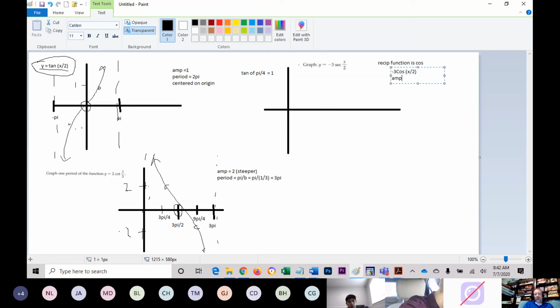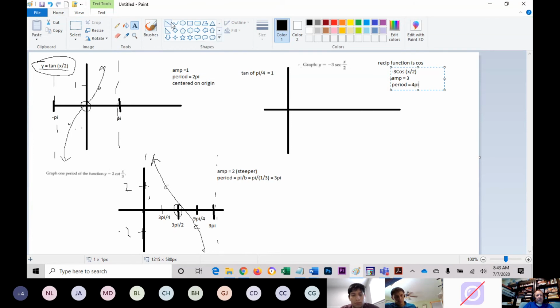So if this were -3 cosine x over 2, we'd still need to know the amplitude and the period, right? Those are the first two things we need. The amplitude would be 3. And the period would be 4 pi. Well done.